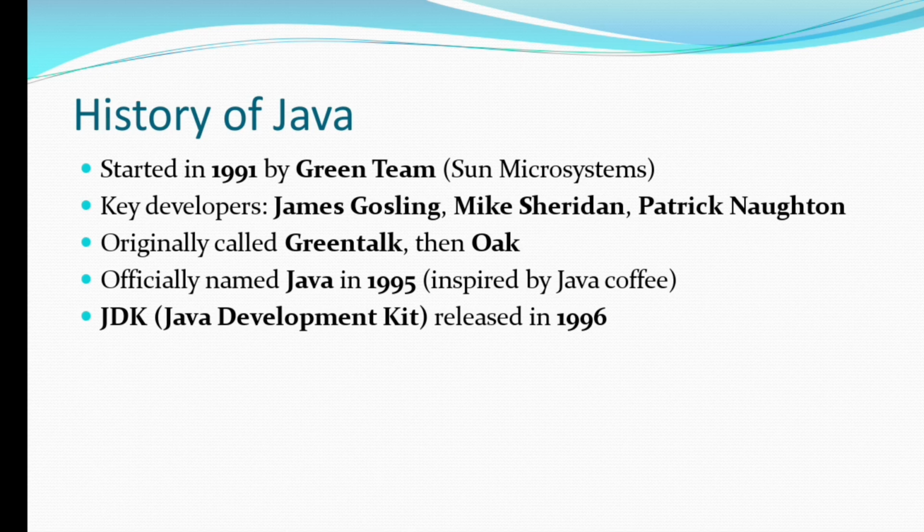Okay, who developed this Java programming language? The Green Team. In which year was the Java programming language released? In 1995. It was started in 1991. Officially, it was released in 1995. The first version of JDK, Java Development Kit, was released in 1996. Who developed this Java programming language? James Gosling. The team of the Java programming language is called the Green Team, who worked at Sun Microsystems.